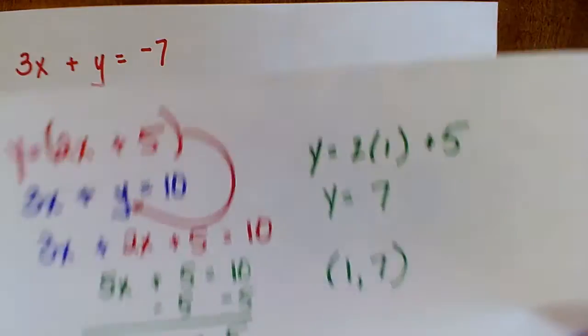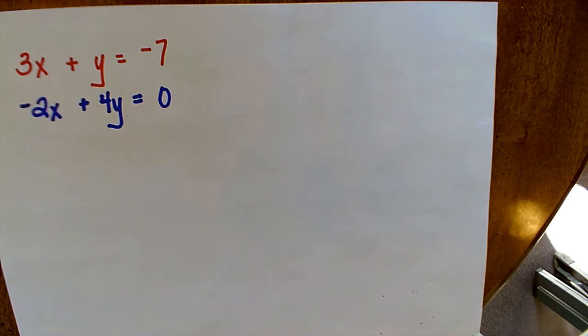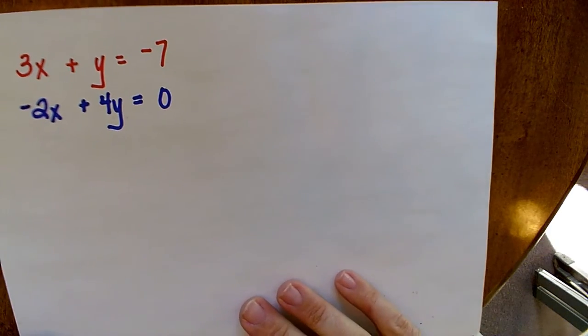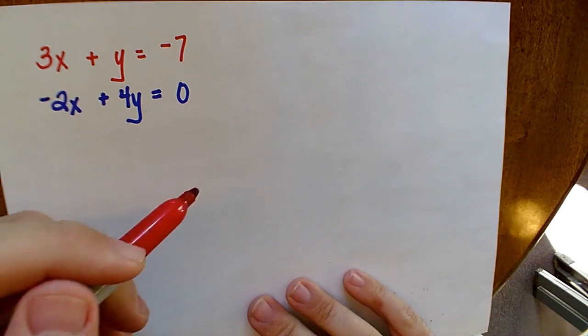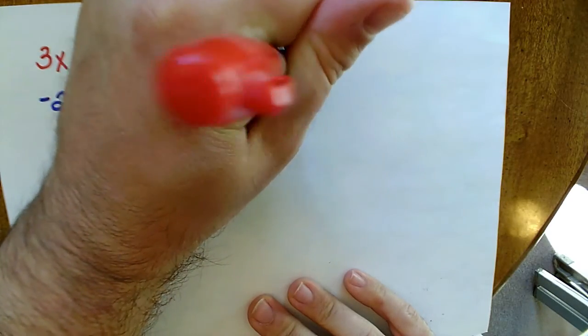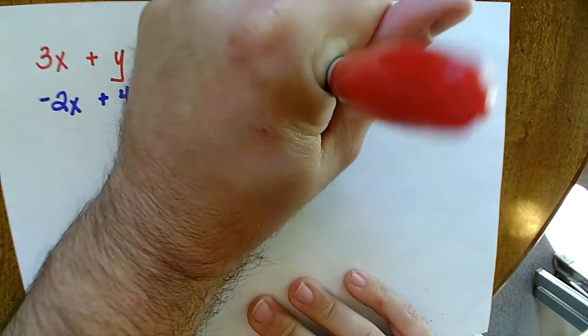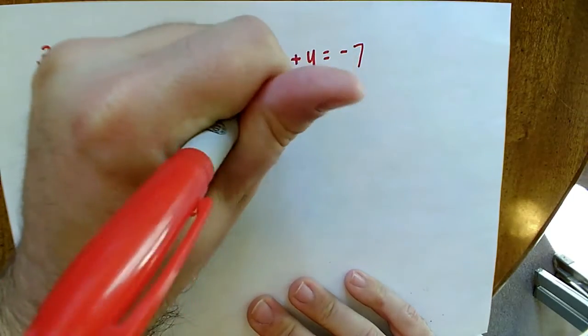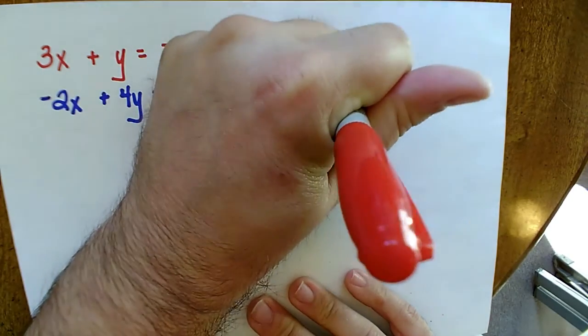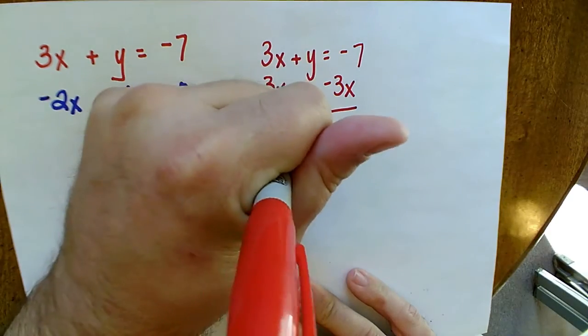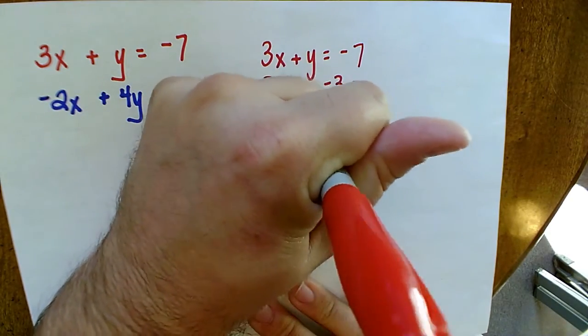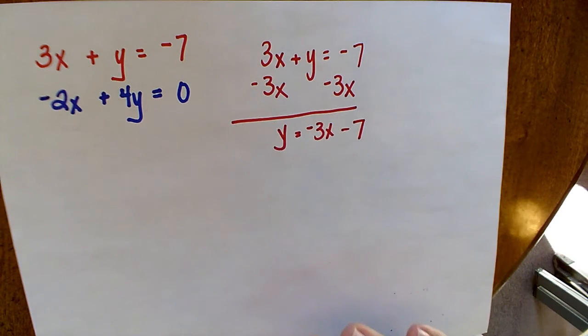All right, now, what happens if we get to one like this where we don't have a y all by itself? Well, what we want to do is take that equation of 3x plus y equals negative 7, and make it so that there is a y all by itself. 3x plus y equals negative 7, minus 3x, minus 3x, y equals negative 3x minus 7. So I just got it into y equals mx plus b form.